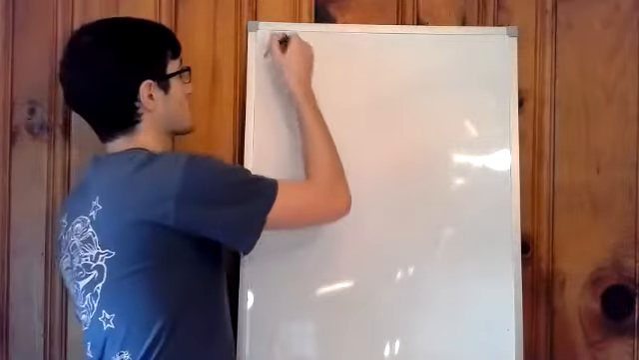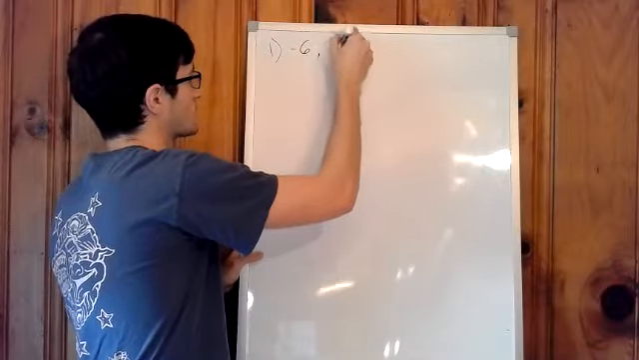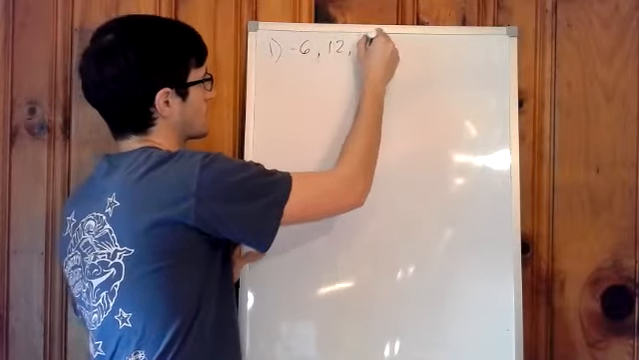So let's take our list of numbers. Again, this is going to be starting with number 1: -6, 12, -24.